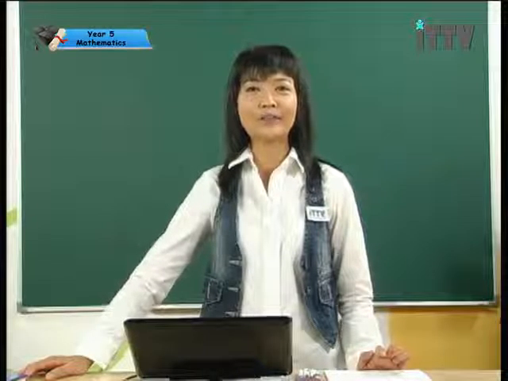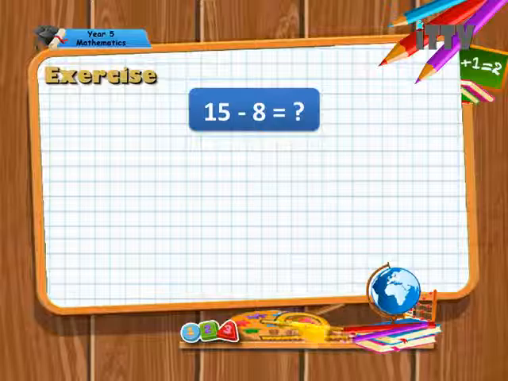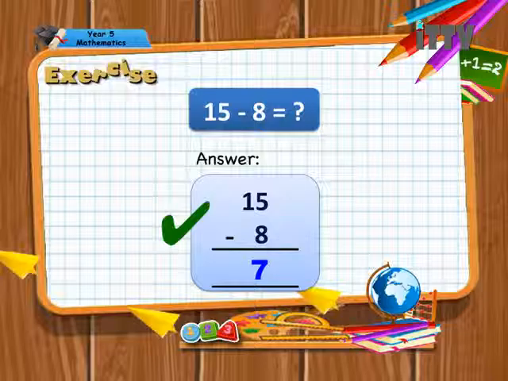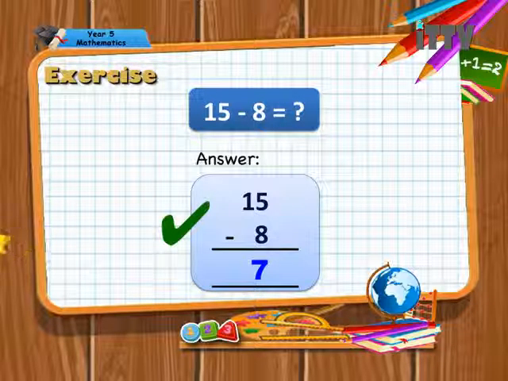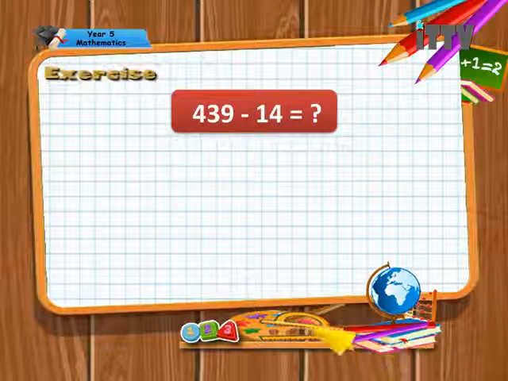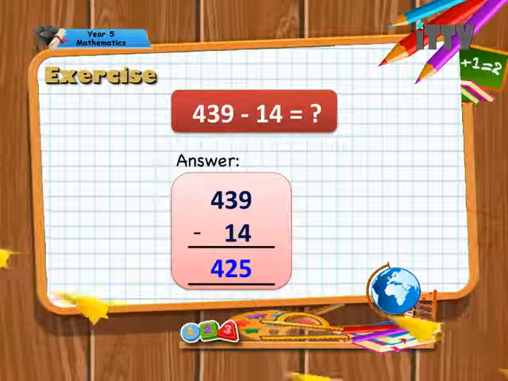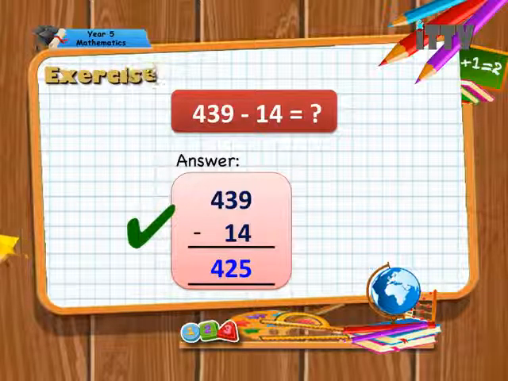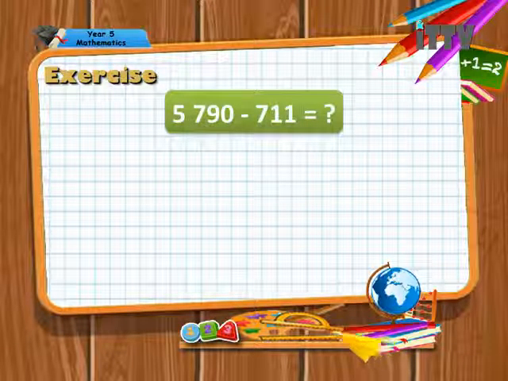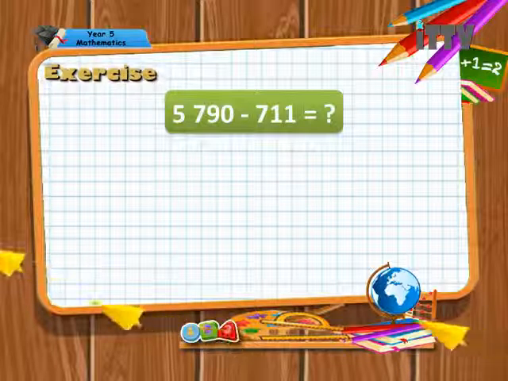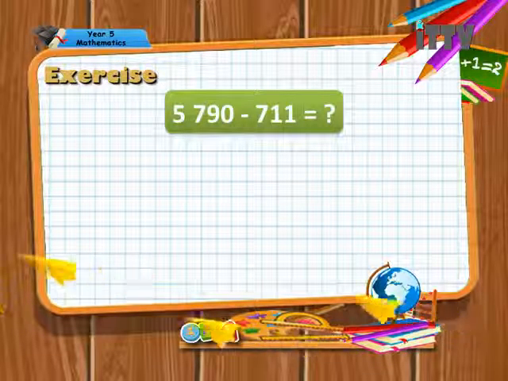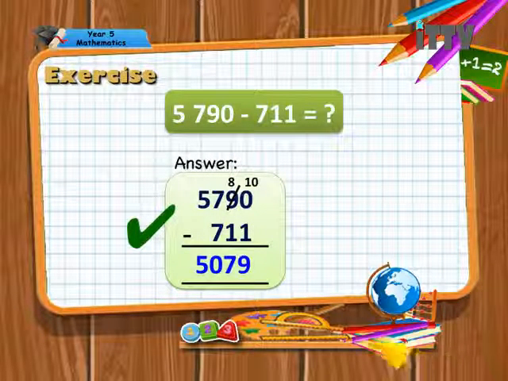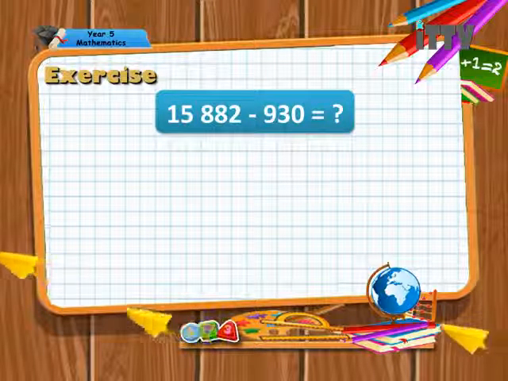Okay, the first one. 15 minus 8 gives us 7. Now if you've gotten that correct, put a tick next to it. The next one, 439 minus 14. That gives us 425. Correct? Give yourself another tick. The next one, 5,790 minus 711. That gives us 5,079. And moving along, doing well so far?